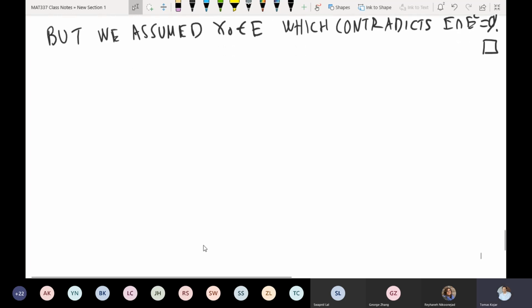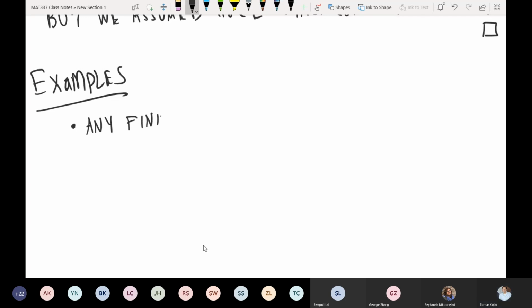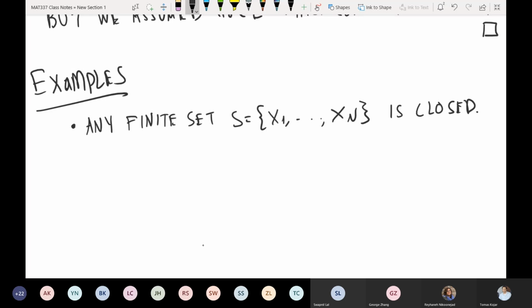All right, so now I'm just going to do a bunch of examples. One example: any finite set is closed. So let's try to prove this.